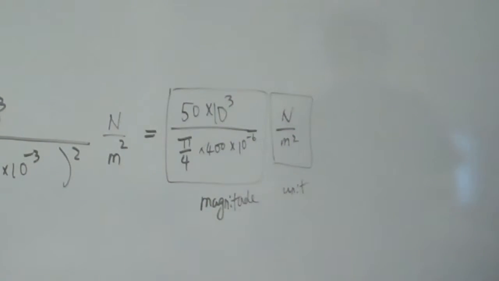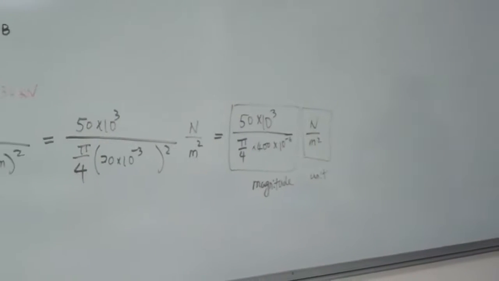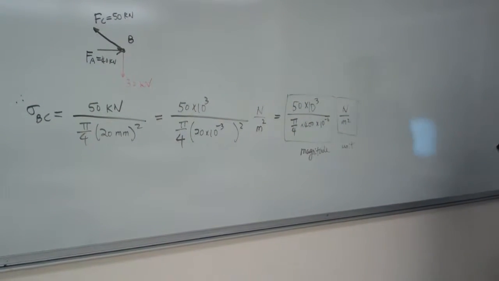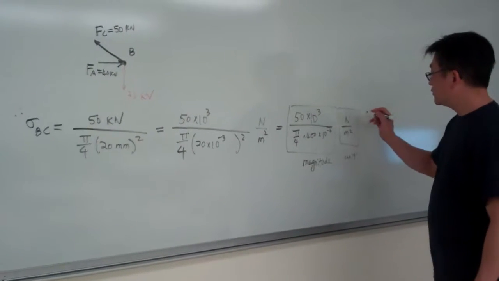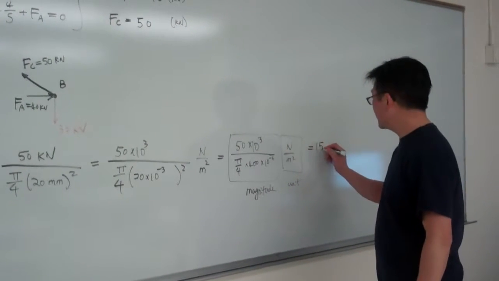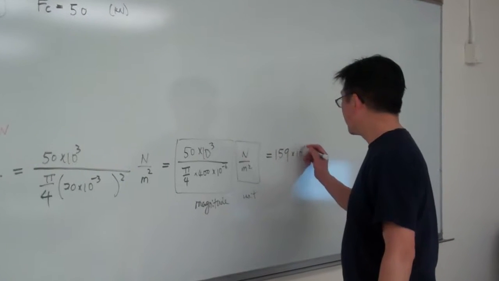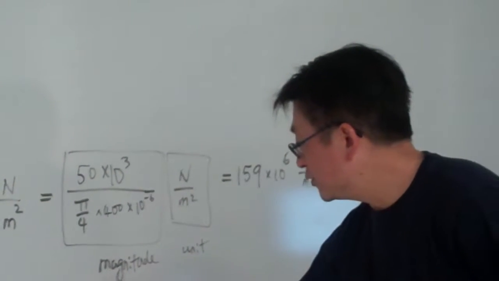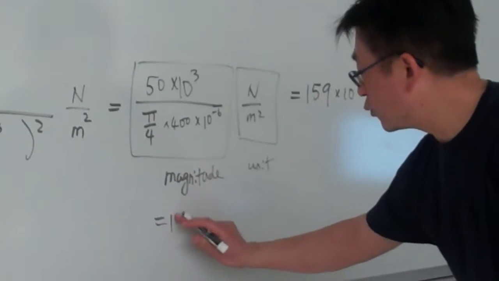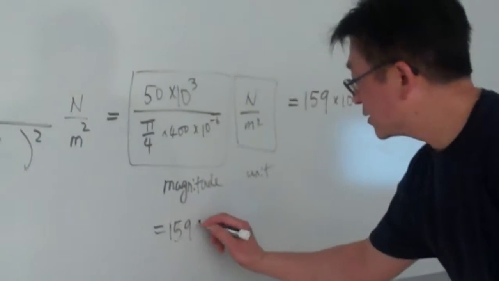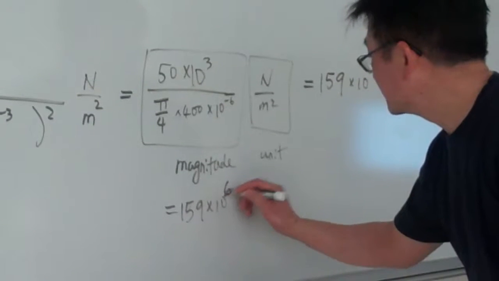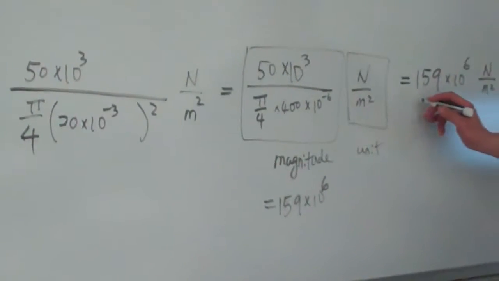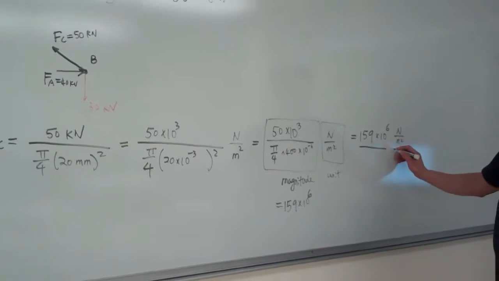And let me implement the calculation. This one, let me do the calculation. This is 159 times 10 to the minus 6 Newton meter square. So this magnitude, once we implement this, is 159 times 10 to the 6. Okay. So from here, this is the magnitude, and this is your unit.